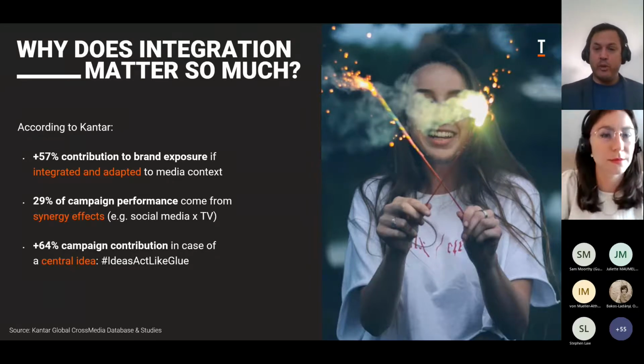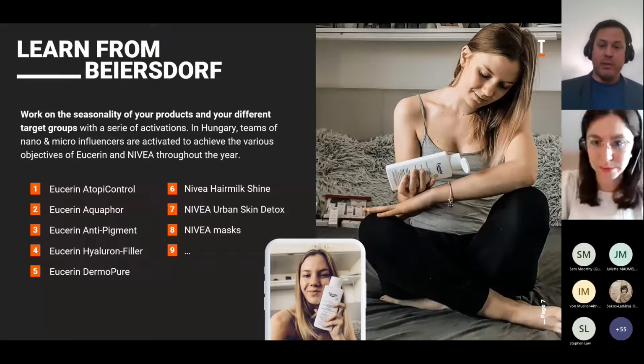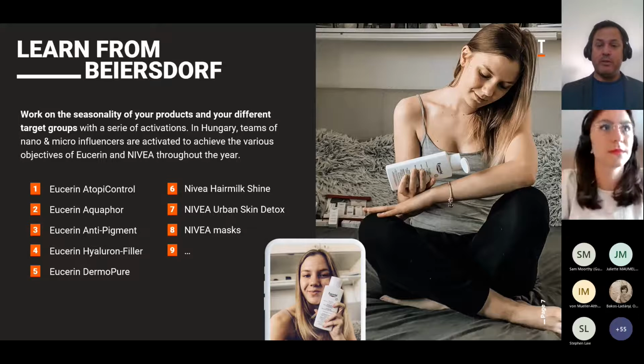One of the companies that really integrates influencer marketing holistically into their marketing strategy is Beiersdorf, the company behind skincare power brands Nivea and Eucerin. In Hungary, they have activated different teams of nano and micro influencers at different points of the year to create awareness, leverage seasonal storytelling, generate targeted product experiences, but also create credible content and boost sales.